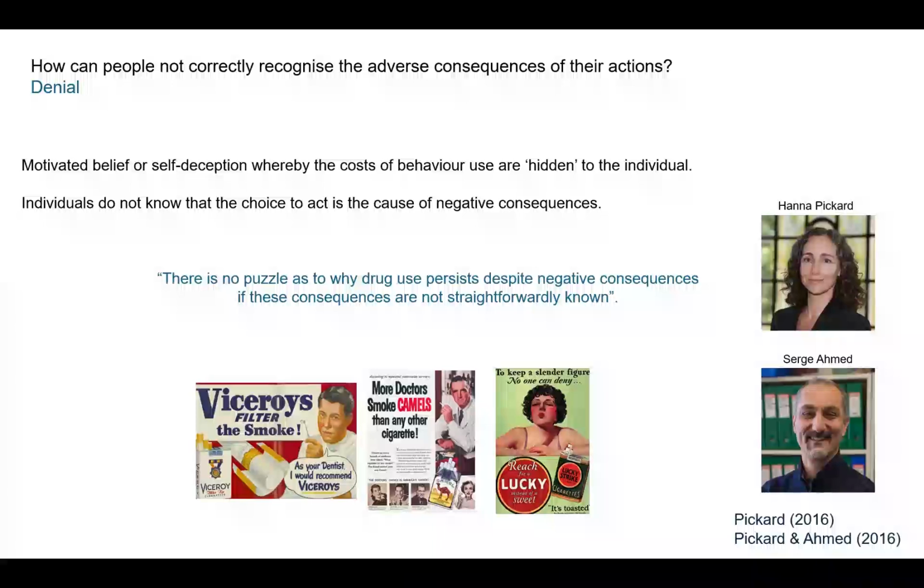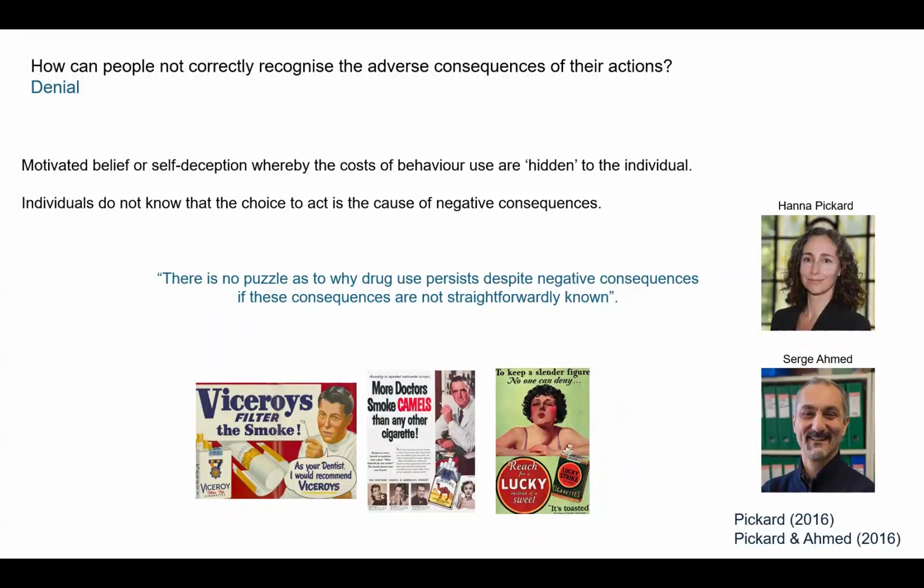How can you not know that your behaviour is having adverse consequences? Well, Hannah Picard is a philosopher at Hopkins. Serge is a neuroscientist at Bordeaux. They have a couple of fantastic papers, but I'm not sure if any of you have ever heard of Hannah Picard or read her work, but if you're interested in psychopathology, her work is very interesting. She's argued that people don't correctly recognise the adverse consequences of their actions because they're in denial. And she means by that a form of motivated belief or self-perception where the costs of the behaviour are hidden to the individual. Okay?